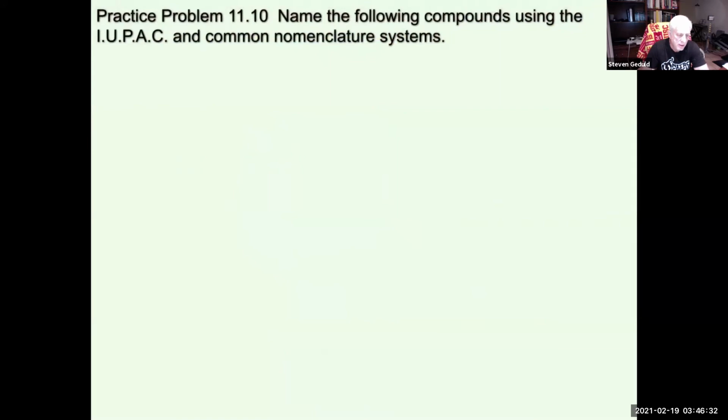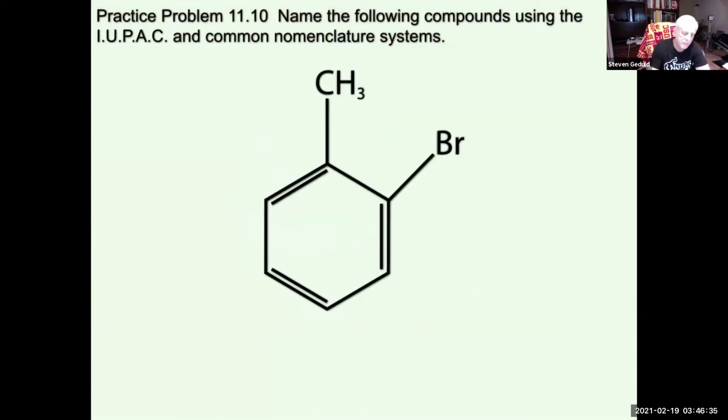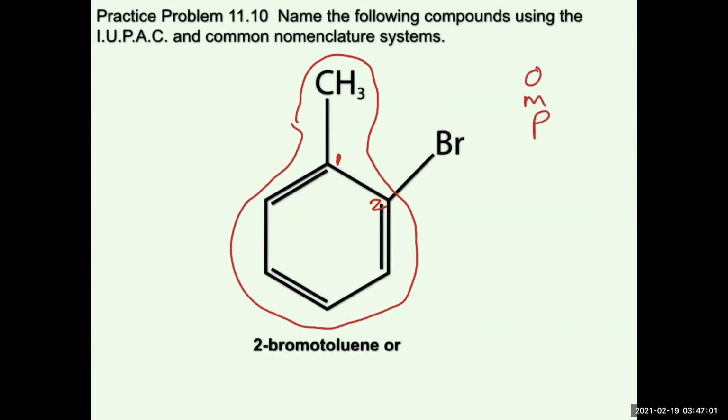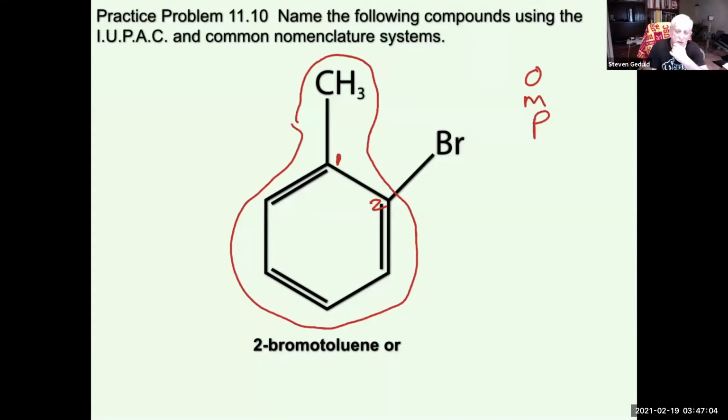All right, same thing. Name the following compounds. Again, this is toluene right here. So this becomes toluene, and this is number 1. That becomes number 2. So 2-bromotoluene. Or is this an ortho, meta, or para relationship? Ortho. So the other name for 2-bromotoluene could be ortho-bromotoluene. Ortho is just an O, because ortho is a 1-2 relationship.